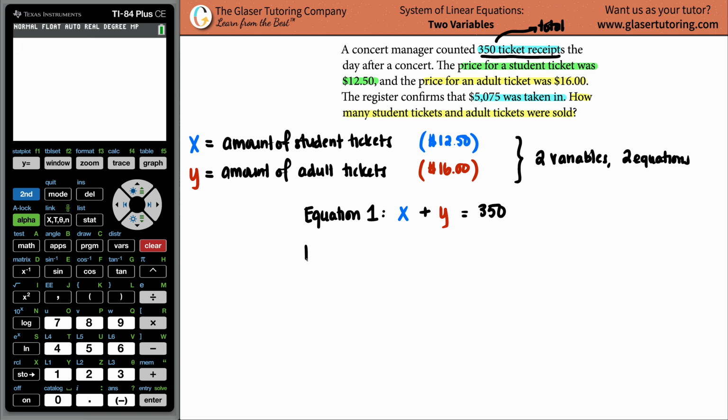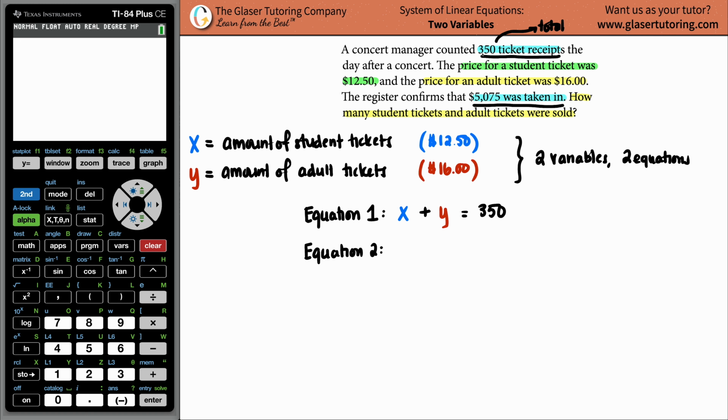Now let's keep reading and let's pick up the second equation. So equation 2. Now in this equation, let's see, we went over the price, right? The price was $12.50 for the student, the price was $16 for the adult, and the register confirmed that a total of $5,075 was taken in. This is the accumulation of the money from all of the student tickets, each one is $12.50, and all of the adult tickets, each was $16.